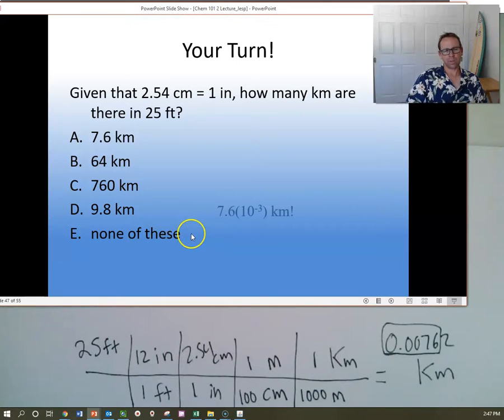Right. That's right. The answer is 7.6 times 10 to the minus 3. Remember how that works? We move the decimal place over 3 times. So it's 0.0076 kilometers. Okay, good job.